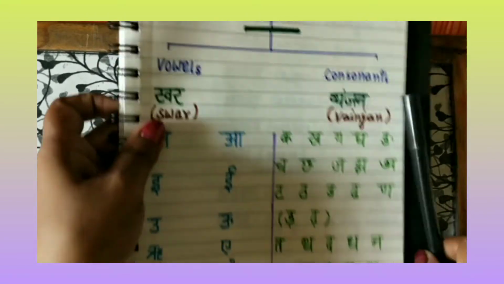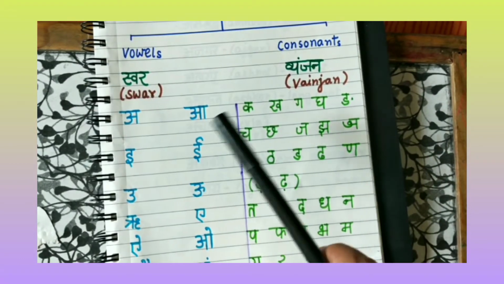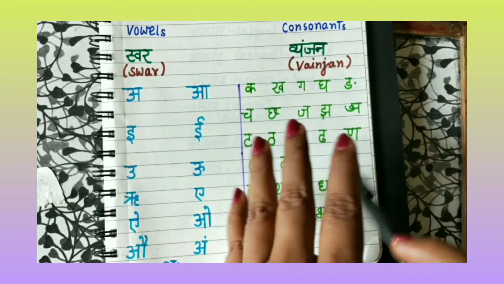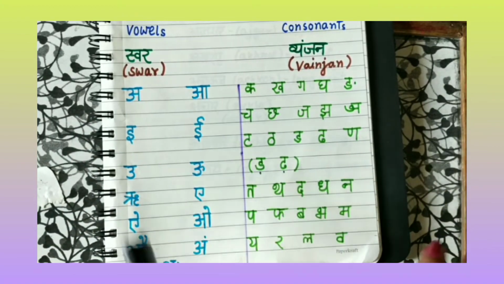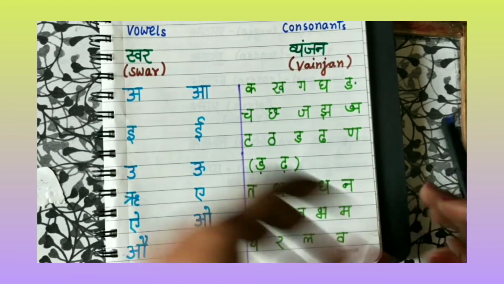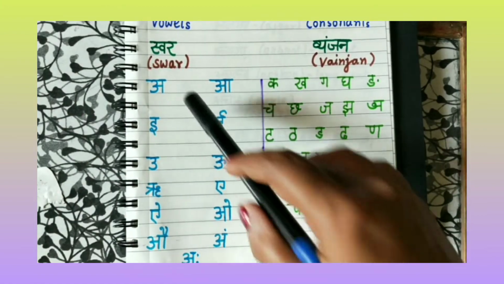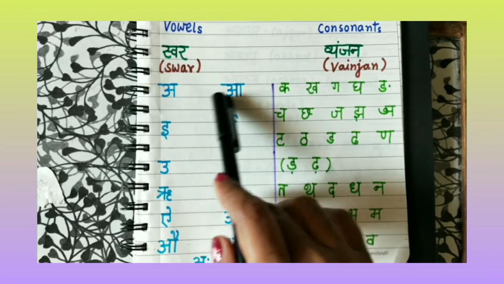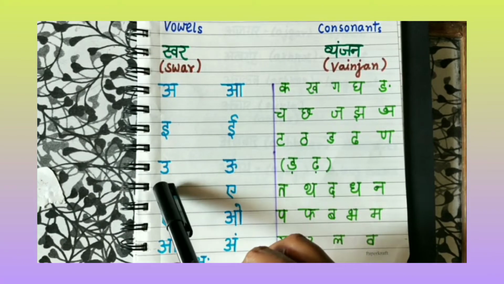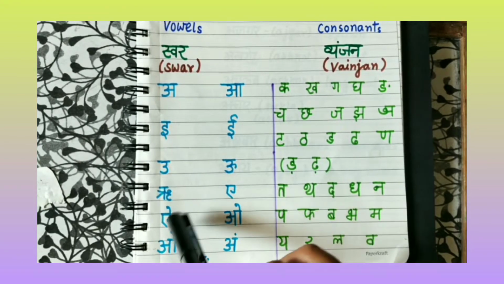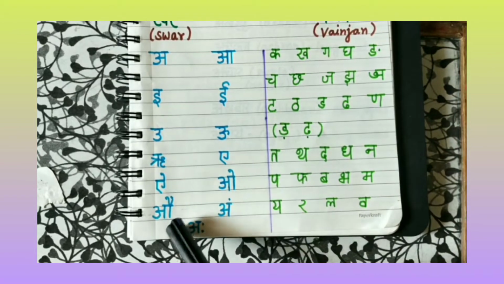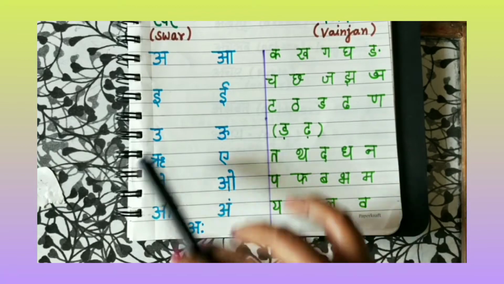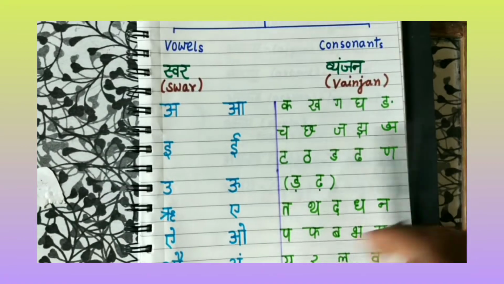Okay, so let's start. First we will learn about swar. Swar are very important, just like English vowels. With these we can make words, new words. There are 13 letters. So let's start. A, I, U, Ri, E, I, O, Au, Ang, Aha. Okay, so these are the swar, or vowels.